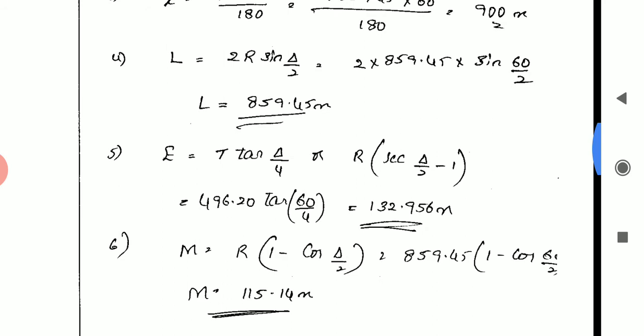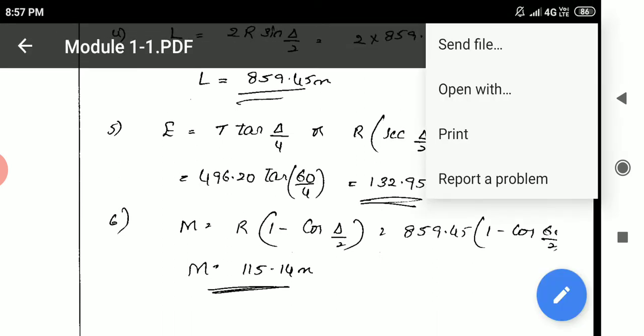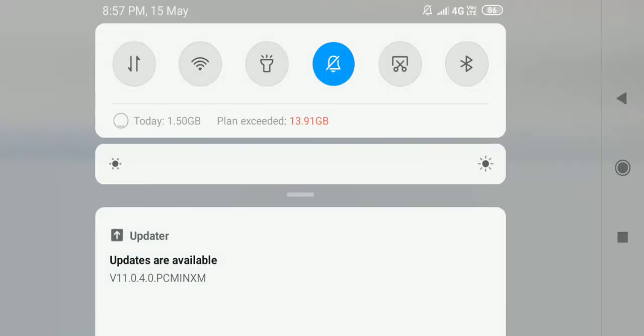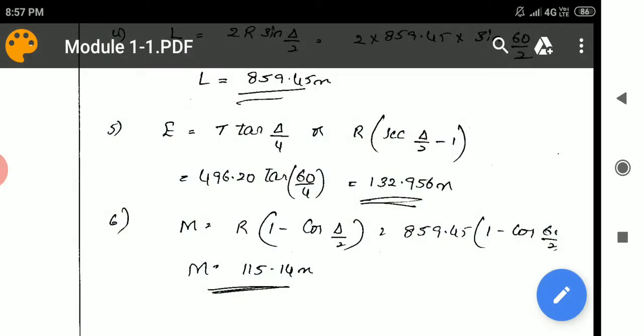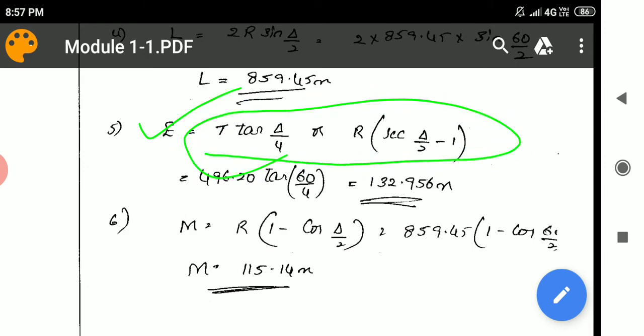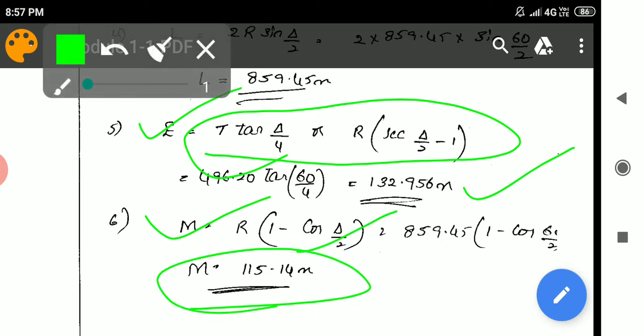Okay, same for the apex distance, that is E. I will put the formula like this. Okay, I will put the formula, and I will get the value. Same for the mid-ordinate distance, I will put this formula, and I will get the mid-ordinate distance.